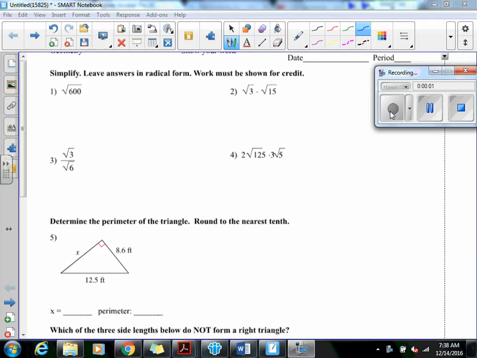First problem, it says to simplify, and so you have to show your work. Thanks for putting your phone away, Sachi. And so you want to break this down.